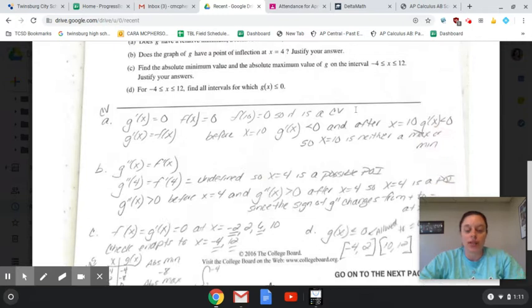So my work, and you can write it in words, is I wrote before x equals 10, you have a g prime or an f that's less than 0, and after you have a g prime that's still less than 0, so it can't be a minimum or a maximum because there's no sign change of the derivative.